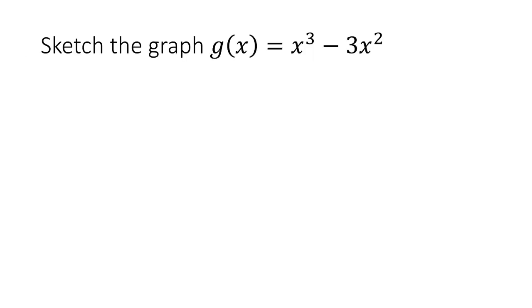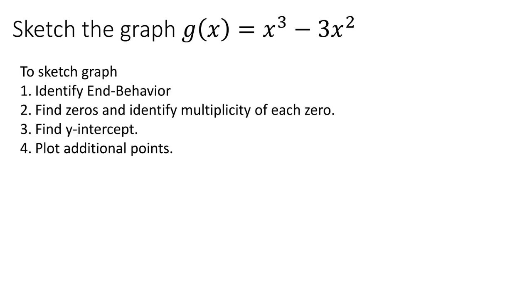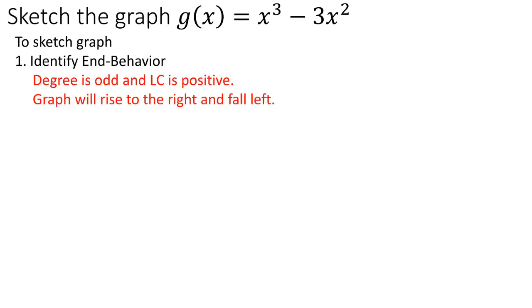Okay. So let me go ahead, and I have 5 minutes. I think I can get through this one, and this will probably be the last one. So one of the things you have to do is sketch the graph. So the first thing that you want to do is identify the end behavior. Then we're going to find the zeros, find the y-intercept, and plot additional points.